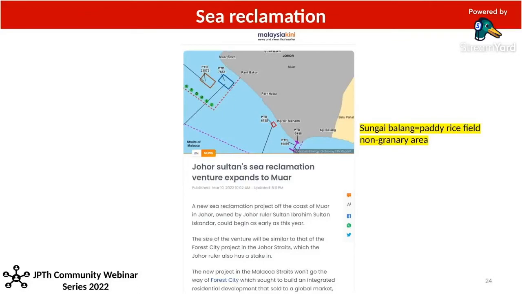Recently, on the issue of sea reclamation in Muar, Johor, they plan to develop an energy hub and deep sea port on three man-made islands. The planned area includes near the Sungai Balang area. Sungai Balang is basically a granary paddy field. This project might, to a degree, affect the rice production in this area, as the water source for irrigation might be affected. Besides that, some fishermen could be affected by this sea reclamation.